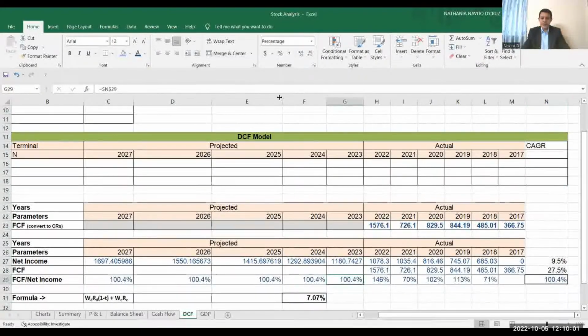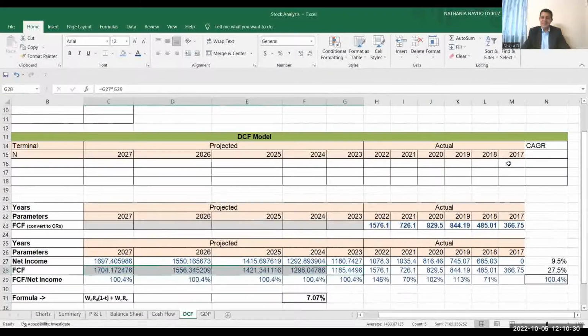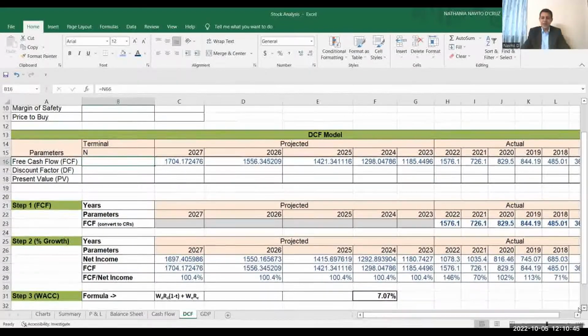So once we take this value into each and every year of projected free cash flow, we determine the free cash flow by multiplying the net income with the ratio. So we take G27 and then multiply it by G29. Once we do this, we get our projected free cash flow. Now that we have a projected free cash flow, we can populate it into our formula. So we know the actual free cash flow and we also know our projected free cash flow. We don't know yet our terminal value of the free cash flow, so for that, we will come to that.